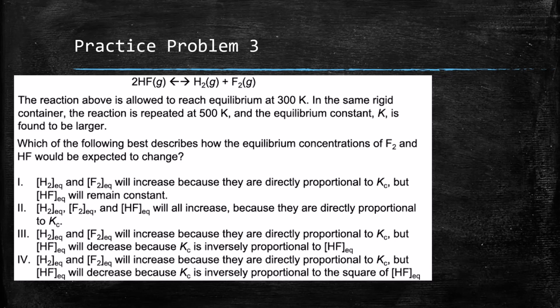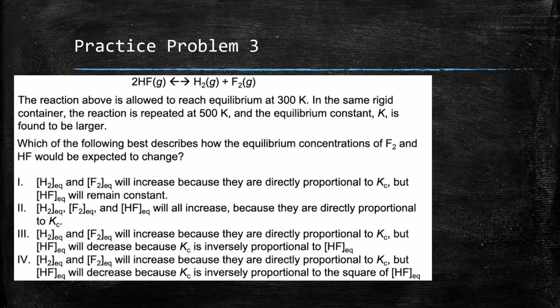So here we're given a reaction, 2HF gives us H2 plus F2. They're all gas, so we know that they're all going to matter. And we have a 2 coefficient in front of the HF. So we need to make sure, if we have anything to say about the equilibrium constant, that we square that HF.